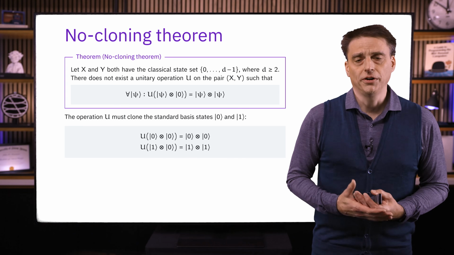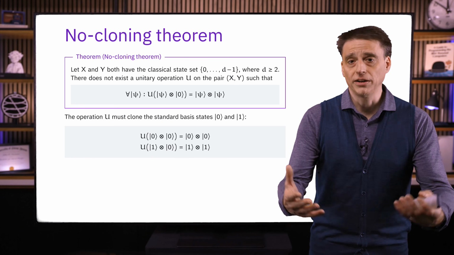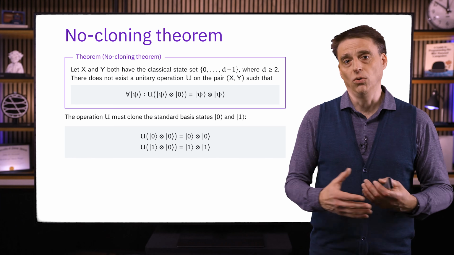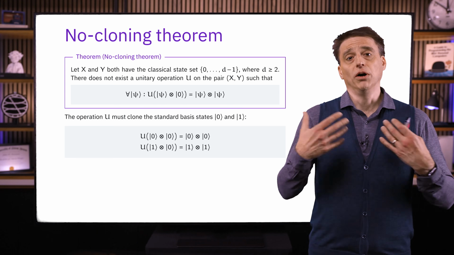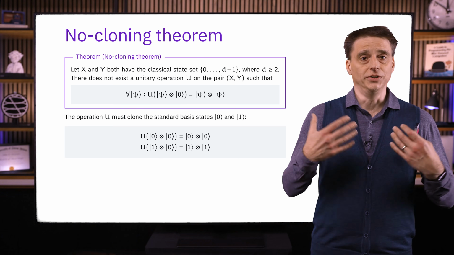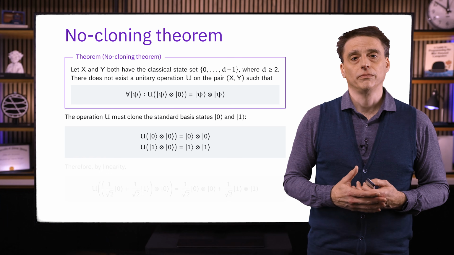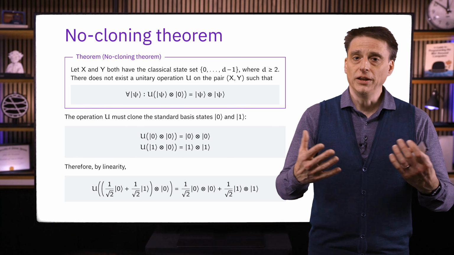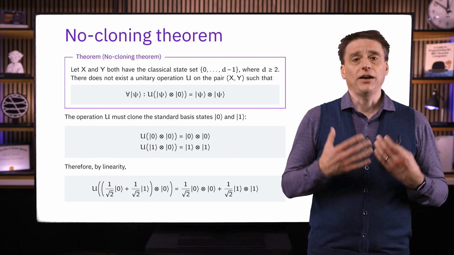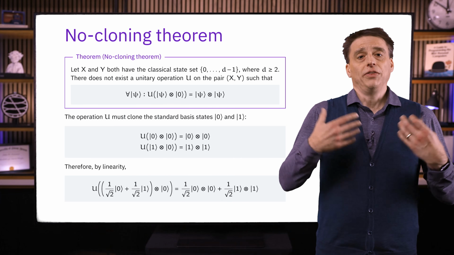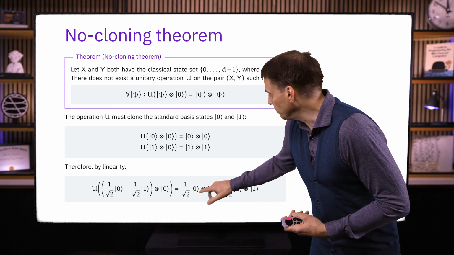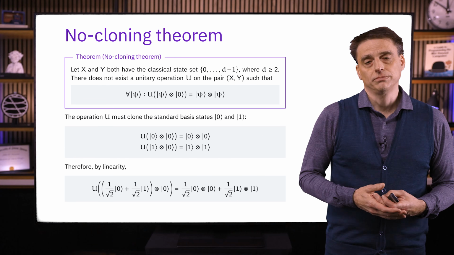Suppose that we have a unitary operation U that clones the standard basis states ket0 and ket1. We know that the classical states 0 and 1 must belong to our classical state set because d is at least 2. But this means, by linearity, that if X is in a plus state, which we can write like this, then the result is this linear combination of these two states right here.